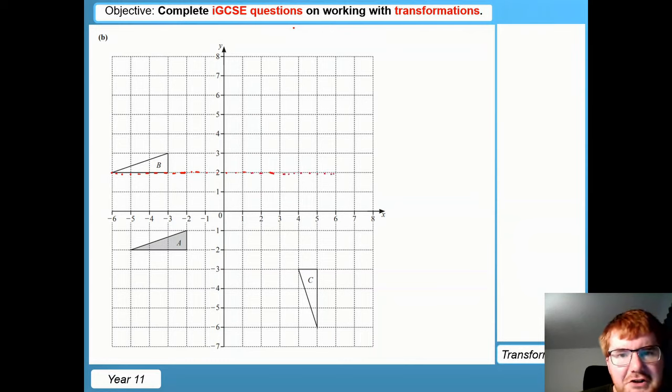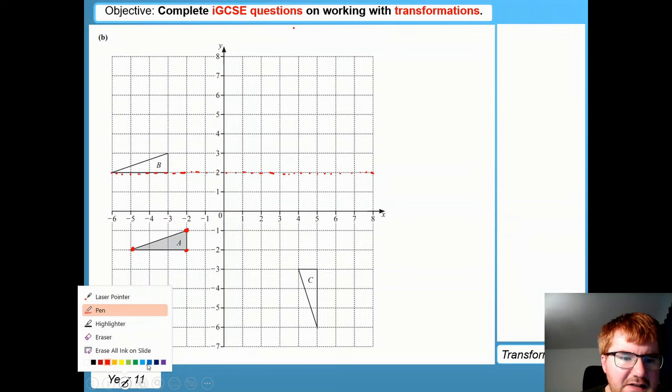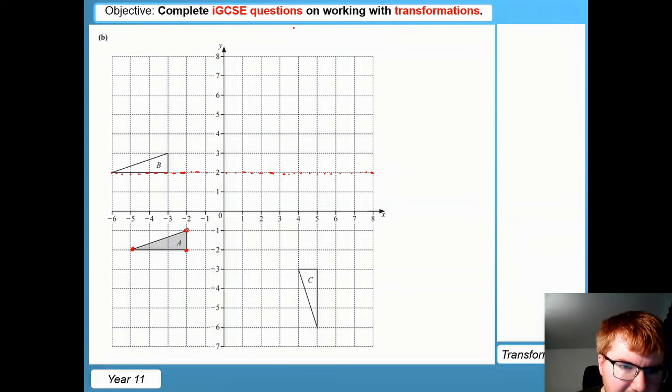And this makes our reflection a bit easier because what we do is we take this point, for example, and we'll take all 3 points eventually. And we see how close it is to the reflection line. So this is 1, 2, 3 away. So we need to go 3 in the other direction from the reflection line. Again, you can use tracing paper on this too. So 1, 2, 3. So that's going to be this point here.